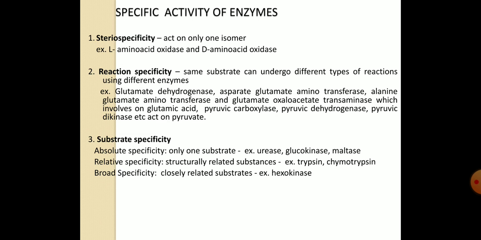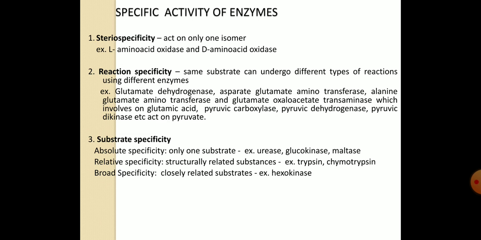And the next one is reaction specificity. The same substrate can undergo different types of reactions using different enzymes. That means a similar type of reaction will be carried out with different enzymes. For example, glutamate dehydrogenase and aspartate, glutamic acid, glutamate amino transferase. So like that, there will be some reaction specificity.